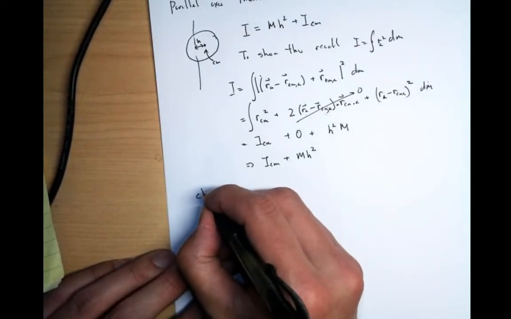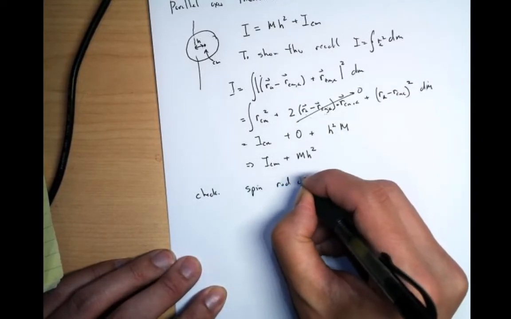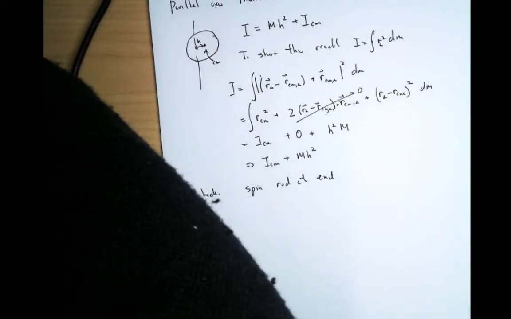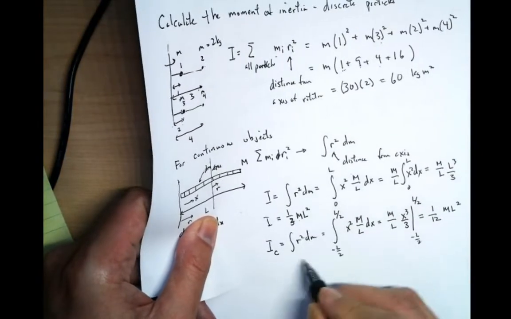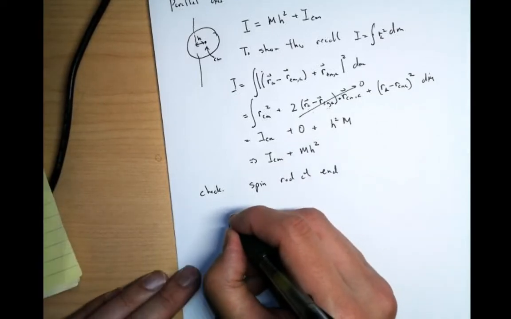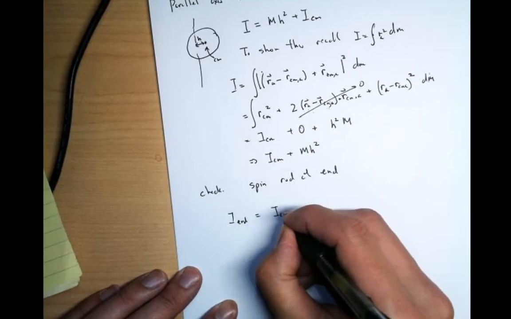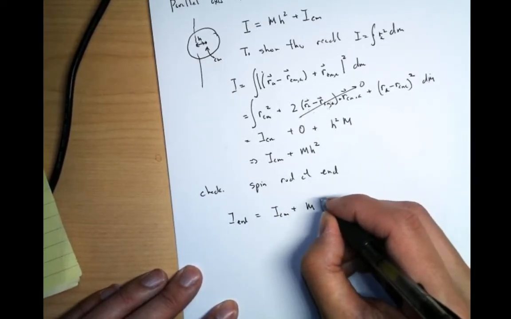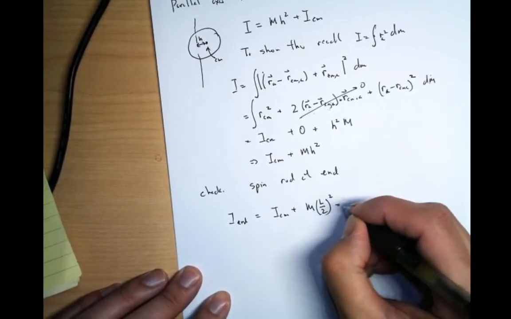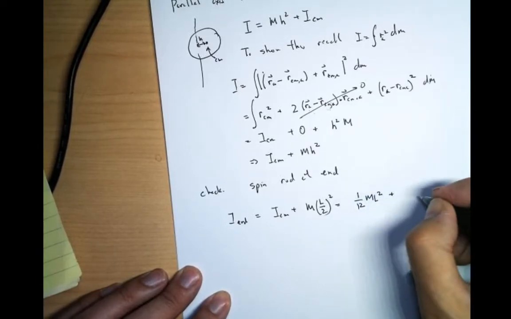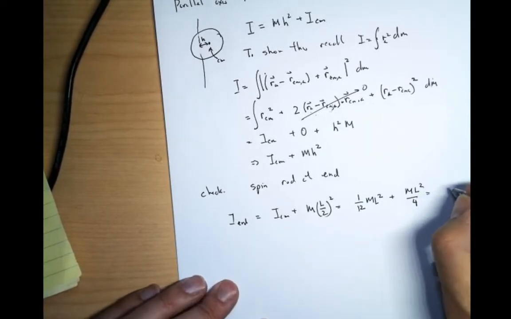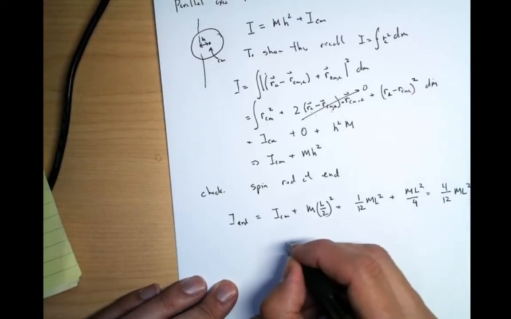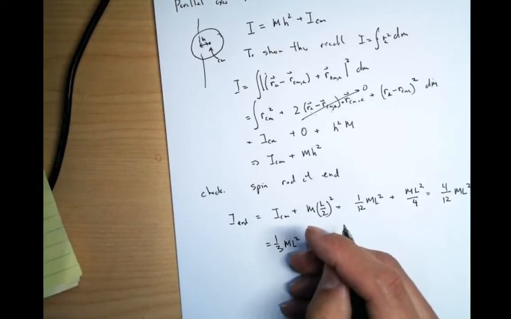Right, so let's just check this. So let's just spin a rod at the end. We just looked at this in the very, very beginning, right? So spinning a rod at the end is one third mL squared. Spinning a rod in the center is one twelfth mL squared, right? So I at the end is equal to ICM plus the mass of the rod times basically the distance to the end, that's L over 2 squared. So this was 1/12 mL squared plus mL squared over 4, right? So this is going to be 4 over 12 mL squared, which is 1/3 mL squared, which is exactly what we got earlier. Okay, so that checks out.